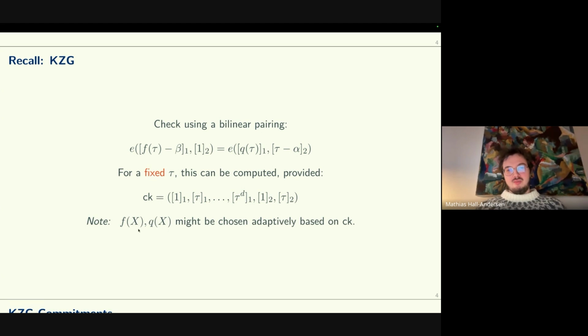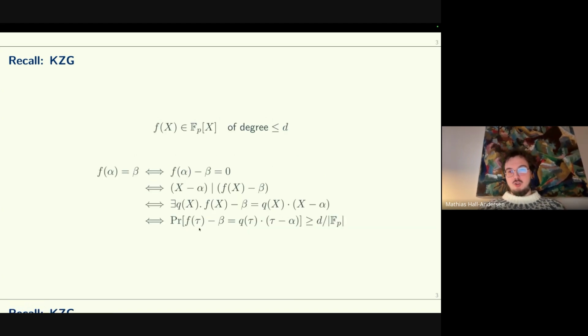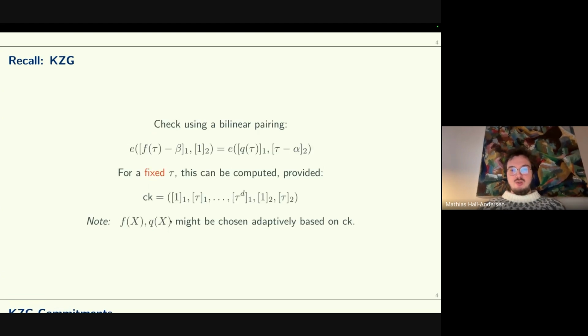But one observation is that you could pick this f and this q adaptively based on the commitment key. If I gave you tau without putting it inside these little brackets, without raising it to the exponent in G1 and G2 respectively, then you could simply pick a polynomial for which this statement is true for a single tau, but for which this relation is not true over the integers. So it is not immediately obvious why KZG would actually be secure.